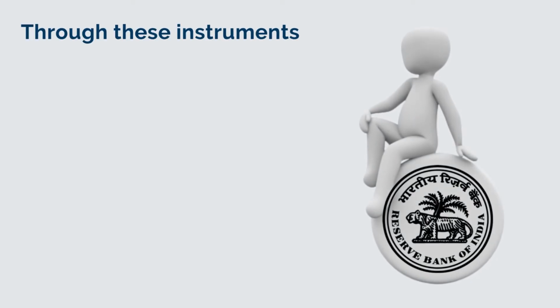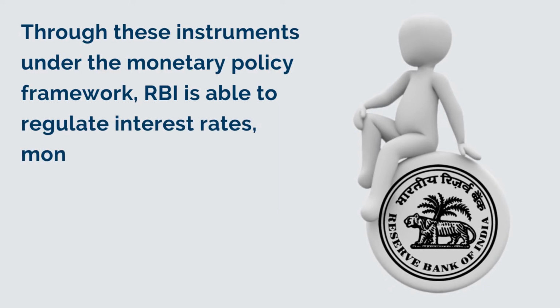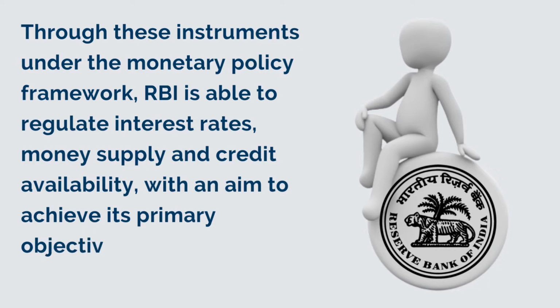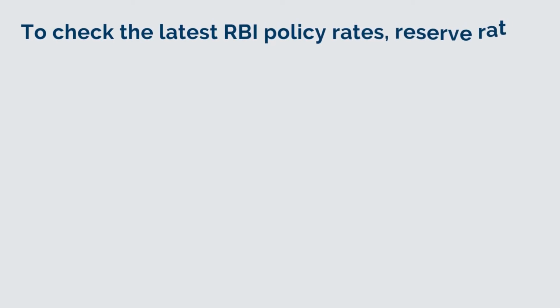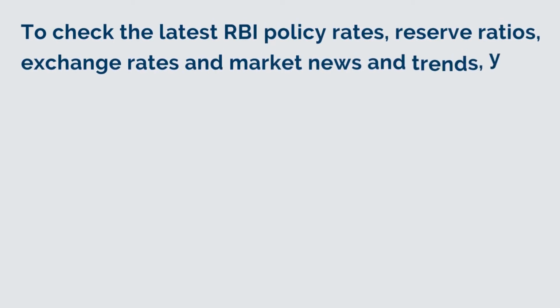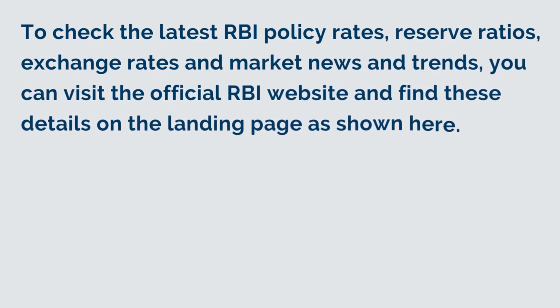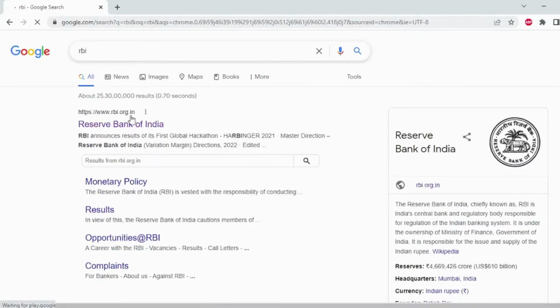Through these instruments under the monetary policy framework, RBI is able to regulate interest rates, money supply and credit availability, with an aim to achieve its primary objectives of price stability and inflation control. To check the latest RBI policy rates, reserve ratios, exchange rates and market news and trends, you can visit the official RBI website and find these details on the landing page as shown here.